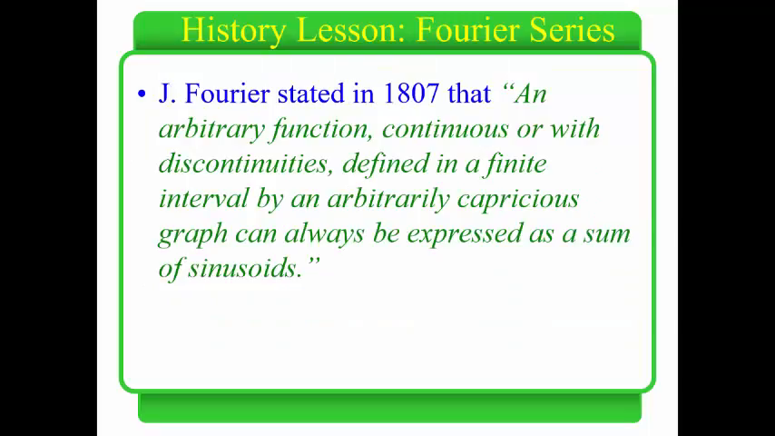Okay? Here, Fourier, this is the basic principle that Fourier has put his work on. We say that an arbitrary function, any function, continuous or with discontinuities, like for example the discrete function that we have, defined in a finite interval by an arbitrary capricious graph. Capricious graph means that it can be represented in a graph, in general, and can always be expressed as a sum of sinusoids. Okay?